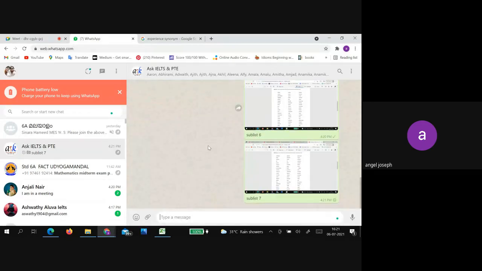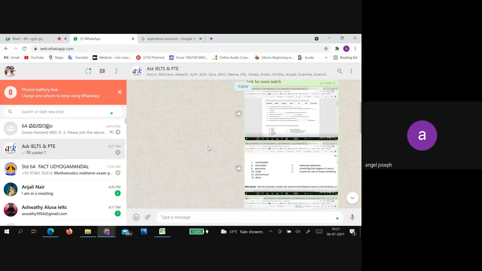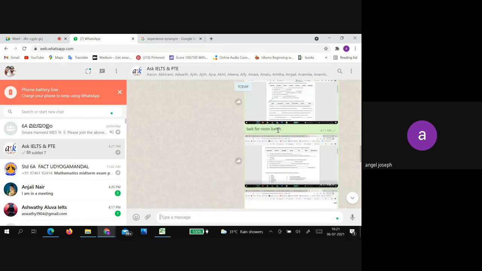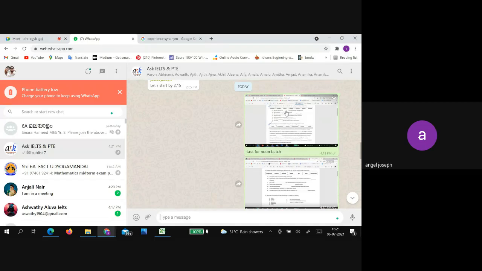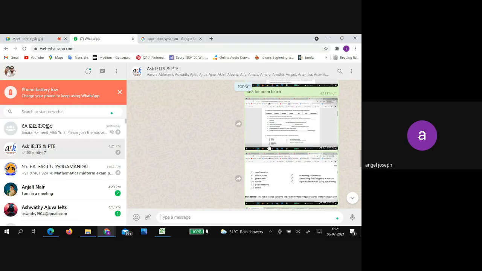I've given you the work also. Remember, the tick mark I'm putting is for the sublist 6 exercises. This is for sublist 7. Do a random one, attempt these and let me know by tomorrow. You have enough time tomorrow since you don't have a class. Do it slowly as you get time and send it to me.